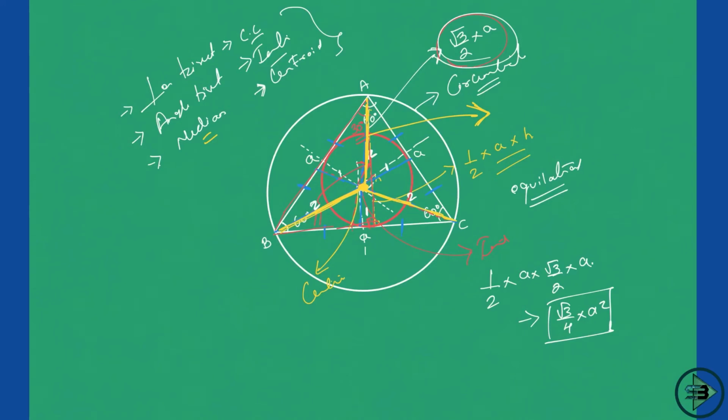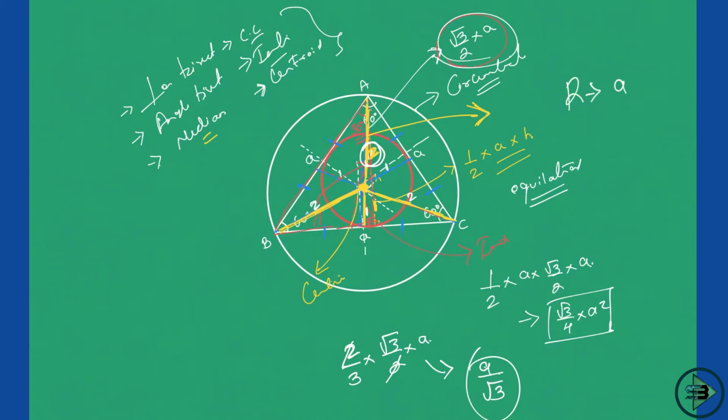if it's a median, it will divide it in the ratio of what? 2:1. So height is divided in the ratio of 2:1, which means what? Height is square root of 3/2 into a. Divide this into 3 parts, take 2 parts of it, which means 2/3 of the height will be this, and that comes out to be what? 2 gets cancelled. A upon root 3, and that is the circumradius. A upon root 3. That is the circumradius of a circumcircle.